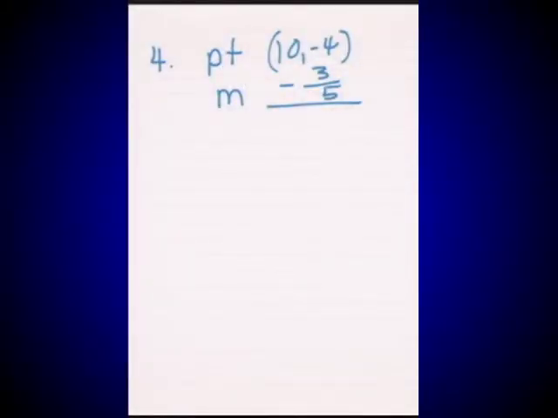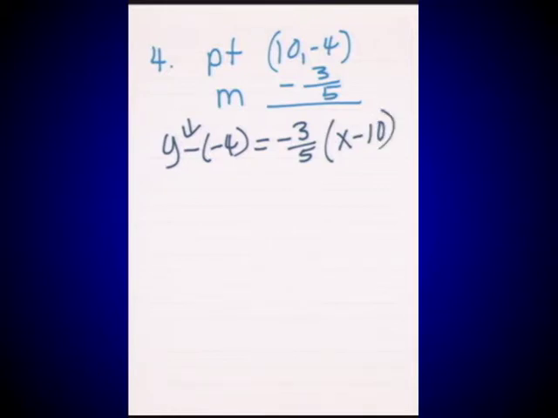Write the equation of the line through the point (10, -4) with slope -3/5. So point slope first will be y minus the y of the point. Remember, we've got that case of minus in the formula, and minus for y equals the slope, -3/5, times the quantity x minus the x of the point. So taking care of the double minus, we get y plus 4 equals -3/5 times the quantity x minus 10.